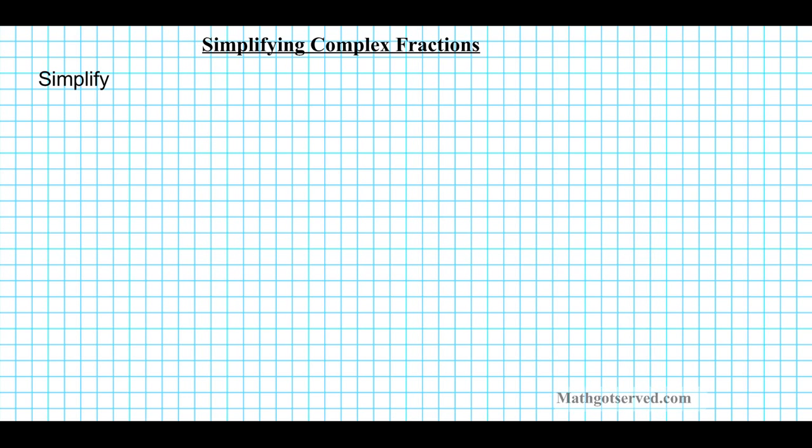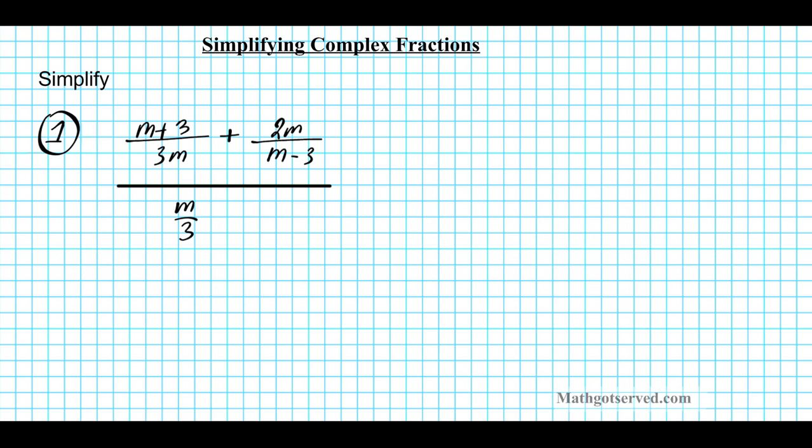So let's take a look at question number 1. In this problem, we are to simplify the complex fraction: m plus 3 divided by 3m, plus 2m over m minus 3, and then this entire sum of fractions divided by another difference of fractions, m over 3 minus 9 over m squared. Okay? All right, so how do we do this?